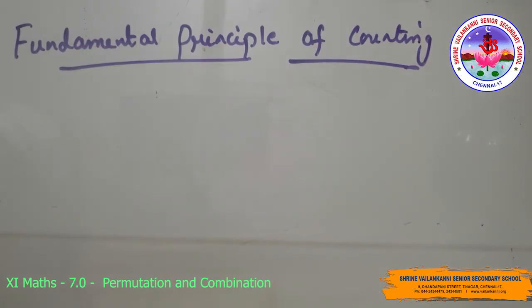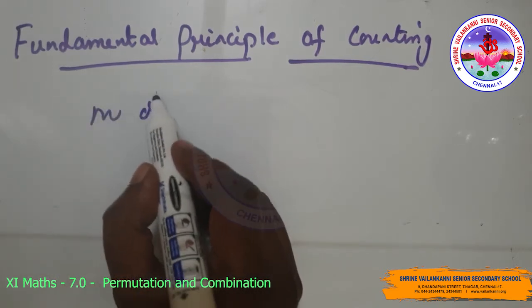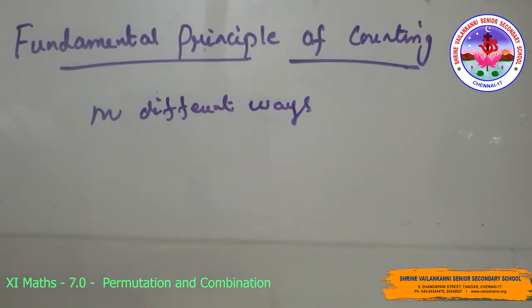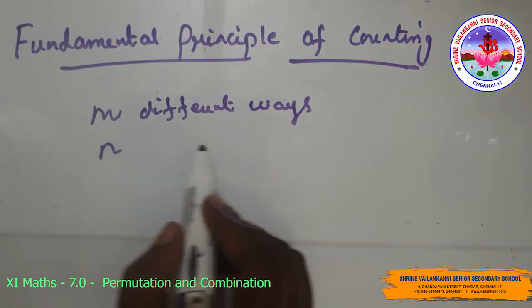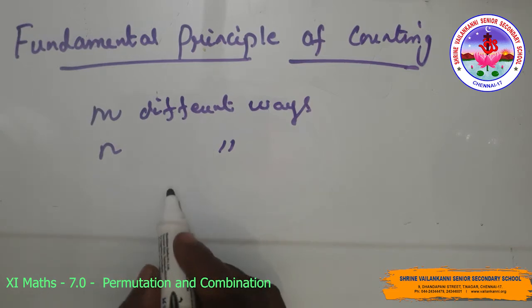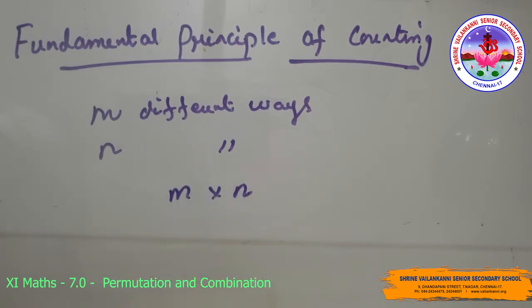The problem of solving these types of questions is done by applying the following principle, which is known as the fundamental principle of counting, or simply the multiplication principle. It states that if an event can occur in m different ways, following which another event can occur in n different ways, then the total number of occurrences of the events in the given order is m into n. The above principle can be generalized for any finite number of events.